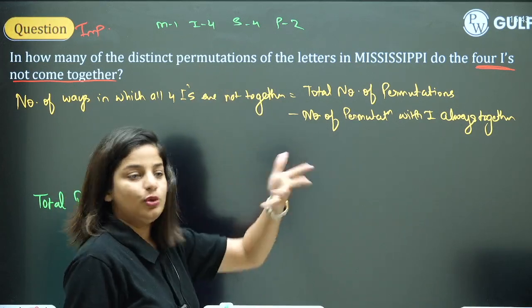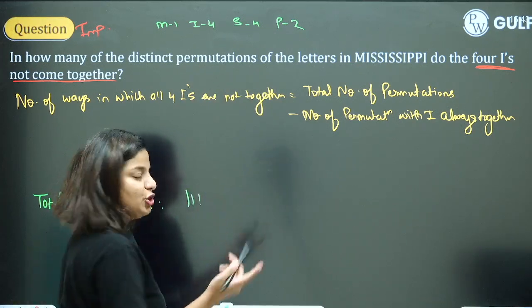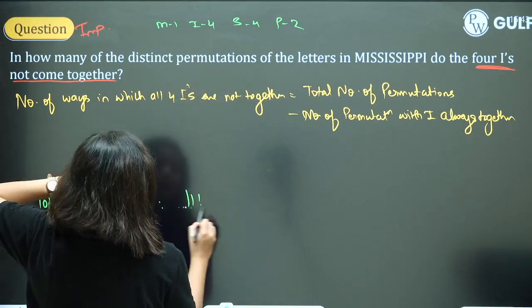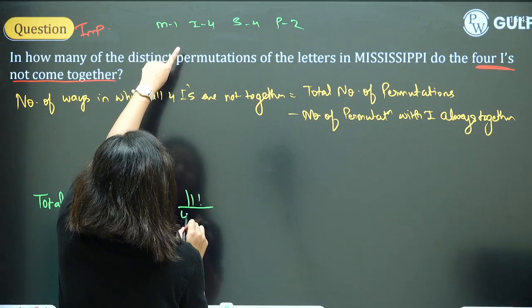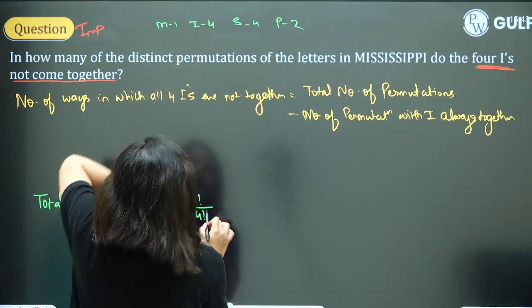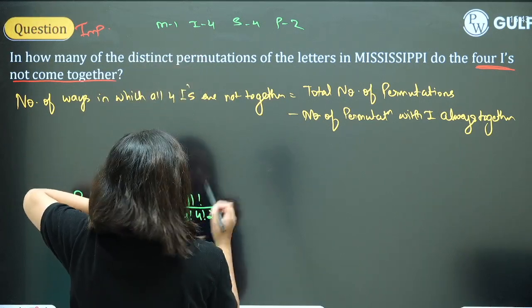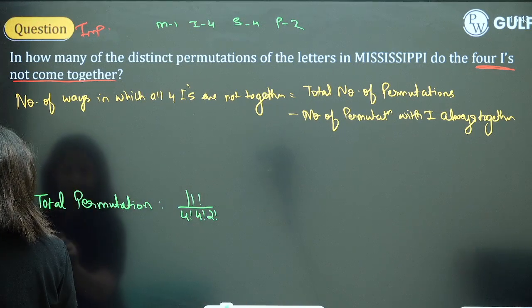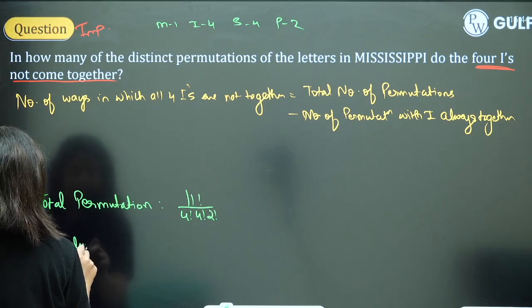Ma'am, there are 11 words, so 11 factorial. 11 words can arrange in 11 factorial ways? No. Alike objects should be divided. That is, 4 times I, 4 times S and 2 times P should be divided. That's the total permutation.